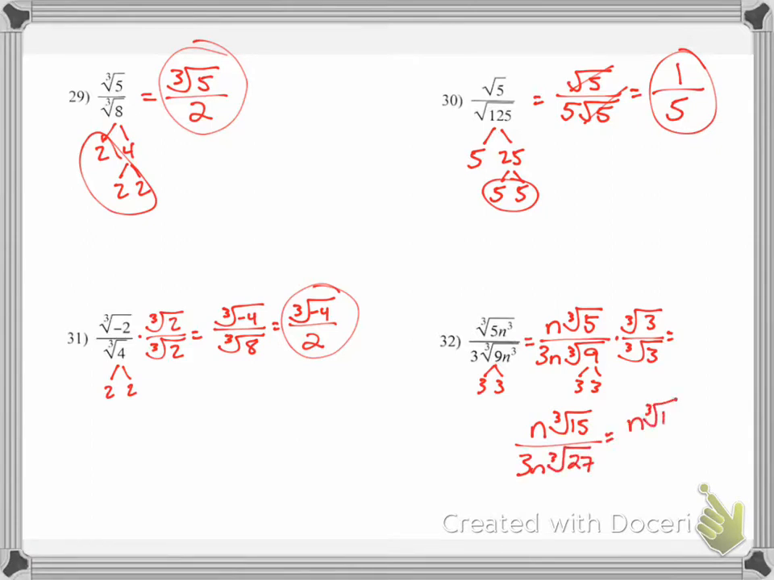Right now my top's going to stay the same. The cube root of 27 is 3, so I'd have 3 times 3 times n. Now, to simplify this, there's two things we're going to do. We know 3 times 3 makes 9, so we'll fix that here. But we have an n on top and an n on the bottom. The n's will cancel out, leaving you with a final answer of the cube root of 15 over 9.